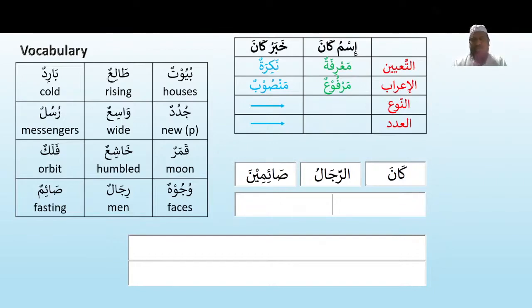So here, because kana is a fi'l naqis, with the mubtada it doesn't matter in number. It could be singular, it could be dual, or it could be plural, but kana always remains the same as long as it is mudhakkar. Kana is mudhakkar. Yes, because kana gives the meaning of the past tense. So we will say the man was, that is singular, and in English for plural, the men were fasting. Men were fasting.